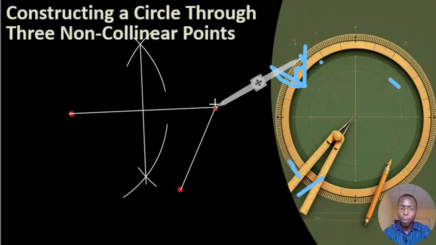Now the next step is to bisect the second line into two equal parts. So the same procedure you did for the first one, you also apply. So here too, you pick up your compass.